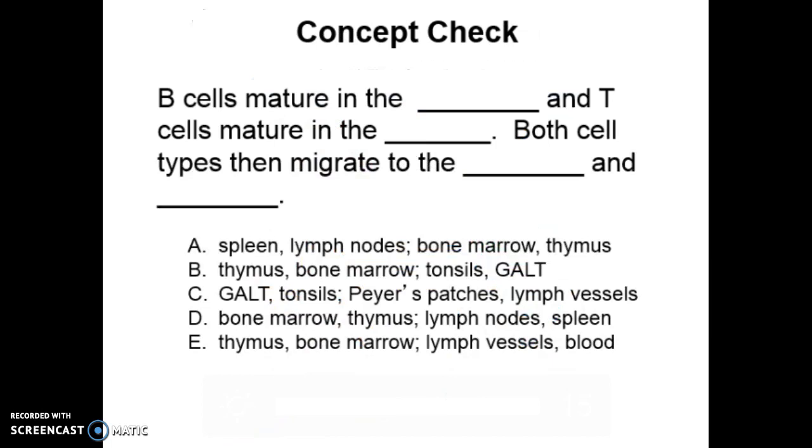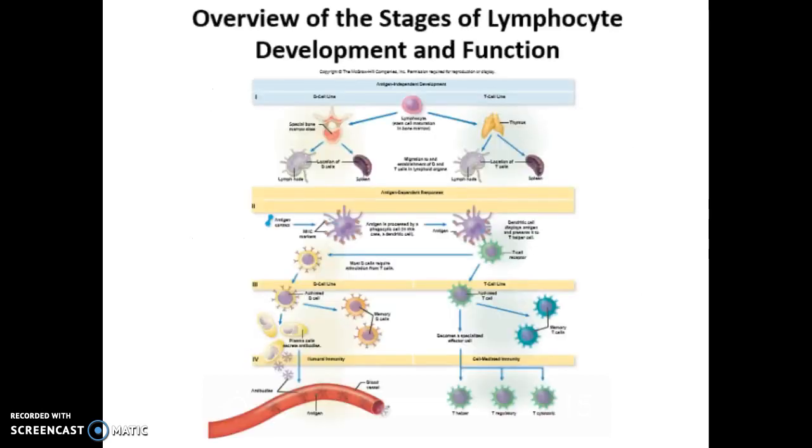Alright, so concept check. B cells mature in the blank and T cells mature in the blank. Both cell types then migrate to the blank and the blank. If we go back to this figure here, B cells develop in the bone marrow, and then they migrate out to the lymph nodes and the spleen. The T cells develop in the thymus and migrate out to the lymph nodes and the spleen.